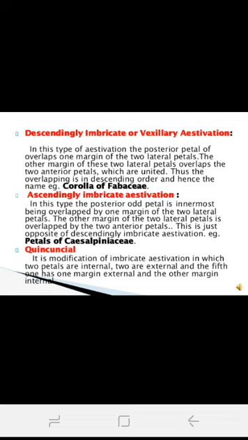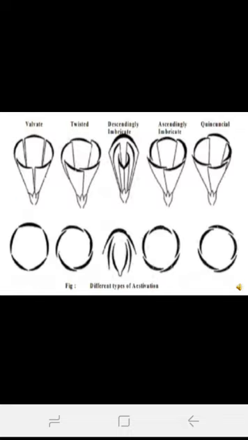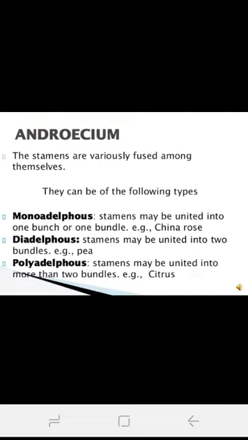Then the last one is quincuncial estivation. Here two petals are completely out, two petals are completely in, and one petal is partly in and partly out. So in this picture you can clearly see the different patterns of estivation: valvate, twisted, descendingly imbricate, ascendingly imbricate and quincuncial. Now let us pass on to androecium.